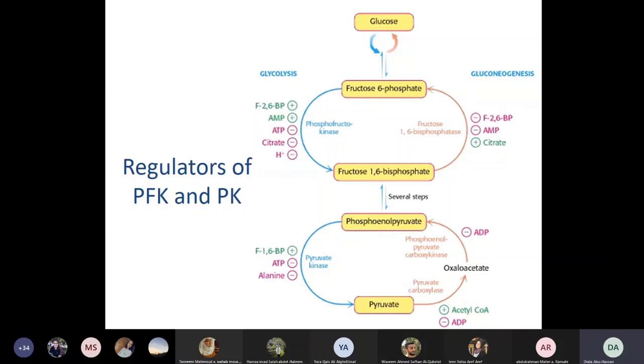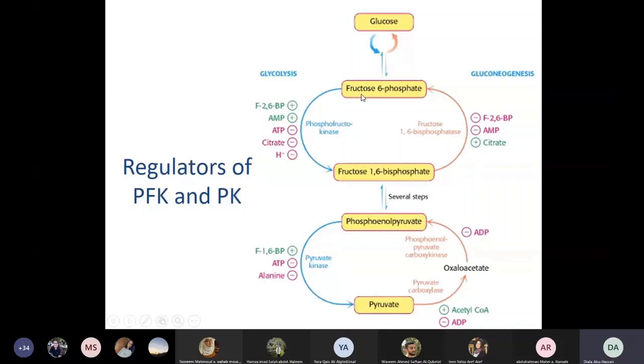So we expect that if this is an activator of glycolysis, it would be an inhibitor of gluconeogenesis and vice versa. This is the general scheme, but there are some other details that we'll discuss later for gluconeogenesis. Now we're just going to talk about the glycolytic regulators.